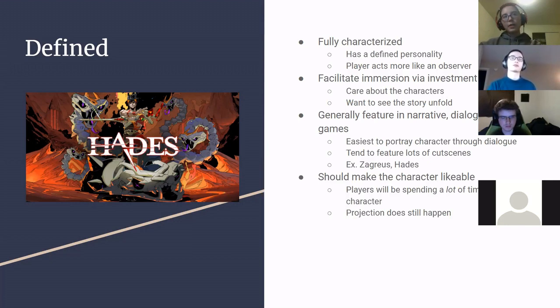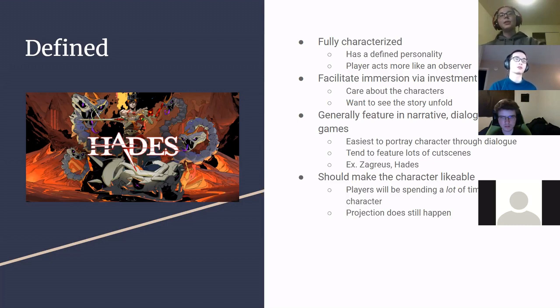And I suppose one thing that should be brought up here, if you are going with a defined character model, is that you should try very hard to make the character likable, universally appealing, because a lot of different people are going to be spending a lot of time with this character because they're the player character. And that is going to be hell if they don't like them.